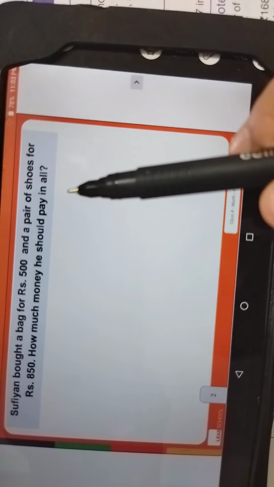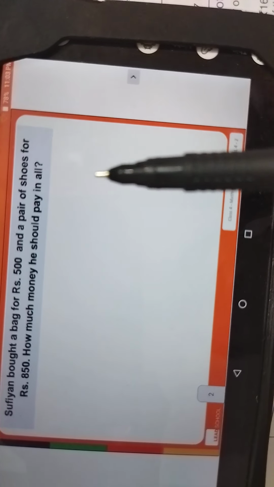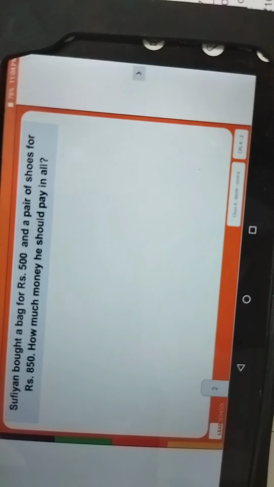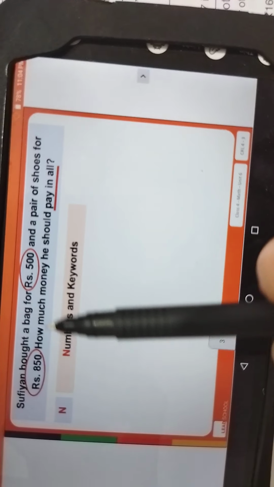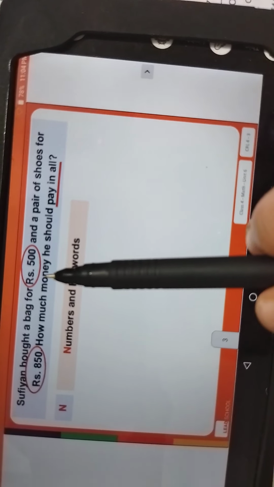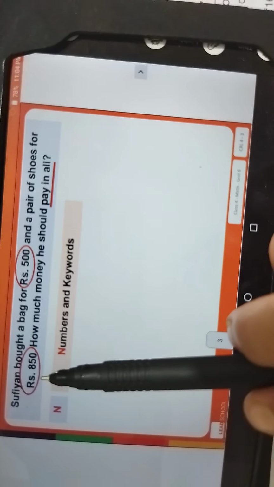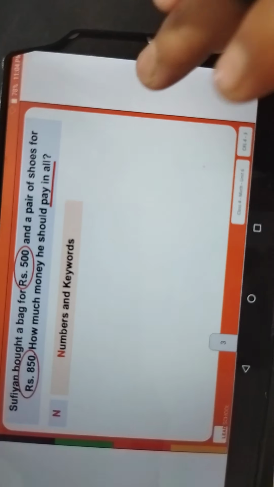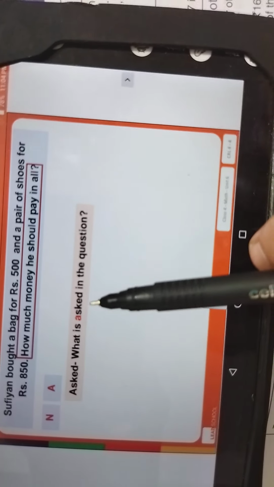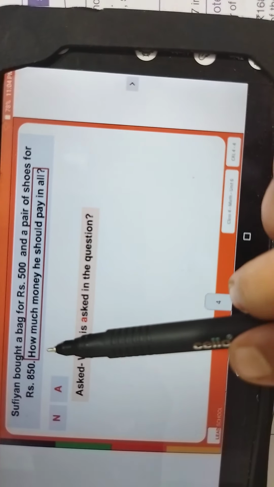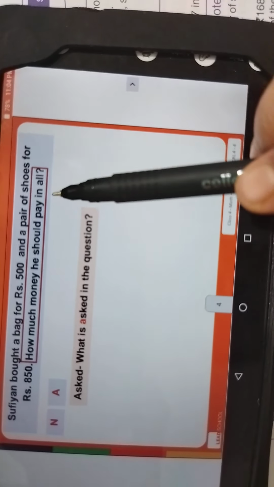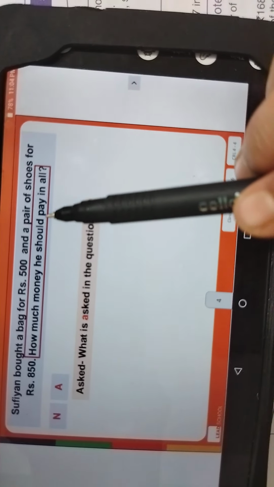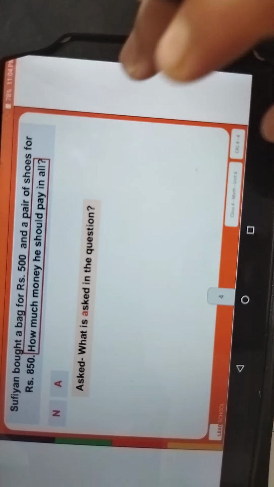So when all is counted here, at that time we'll do the addition. Let's see. Numbers and keywords. The numbers are 500 and 815. Keyword is pay in all. Then ask what they are asking in the question. They are asking how much money he should pay in all.